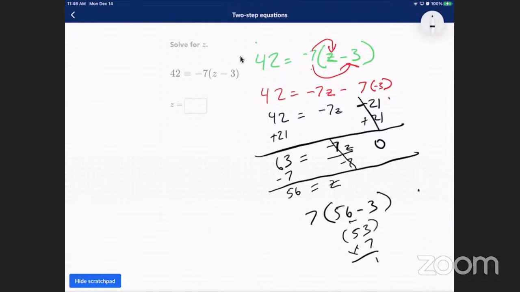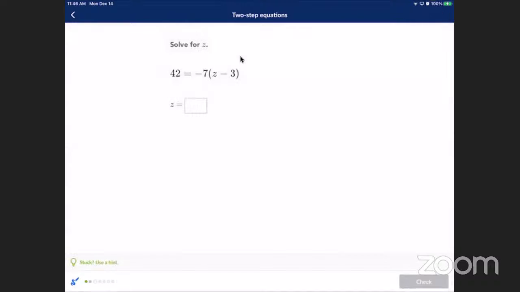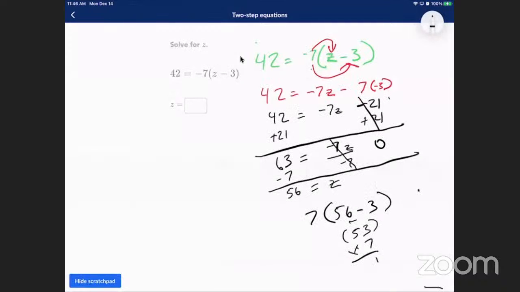Wow, I feel like I'm going way off. Let me just finish, let me work on that. 56 minus 3 would be 53. And then we would times 53. Then we would try 53 times -7, which would be 35, 36, 37. That'd be -371. And that goes way off though.